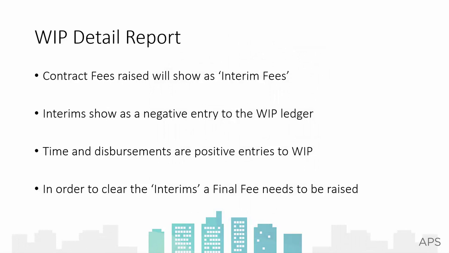The WIP Detail Report. The WIP Detail Report is available in Central Console, Matter Console, Standard Reporting and Fee Batch Reporting. It will show all contract fees as interim fees. Interim fees in APS terms creates a negative WIP entry that is shown at the top of the matter details for each matter. Time and disbursements are created as positive WIP entries. In order to clear out the interim fees, a final fee in APS needs to be raised to absorb the time against the interim contract fees.